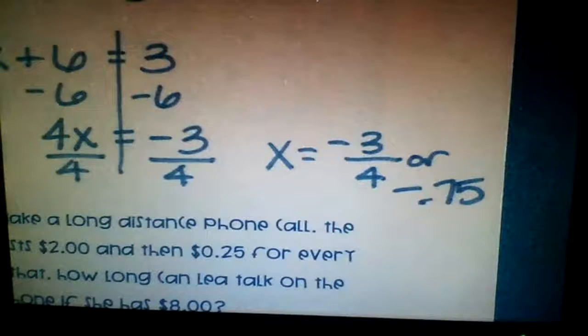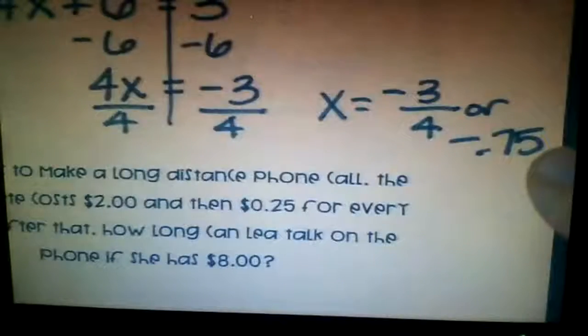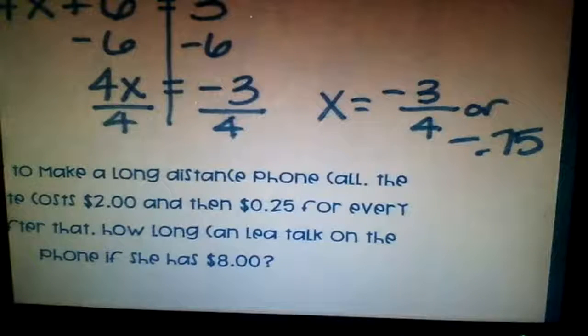You always do better when I talk about money. Y'all are like, you need money. All right. Oh, sorry. Negative 3/4 or negative 0.75.